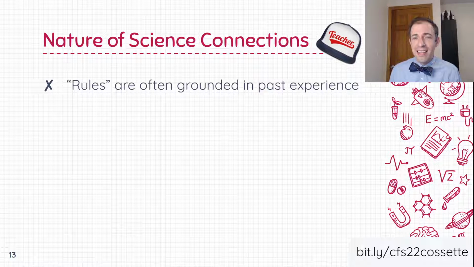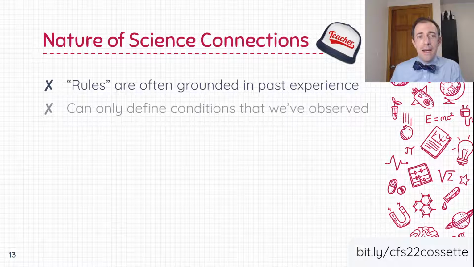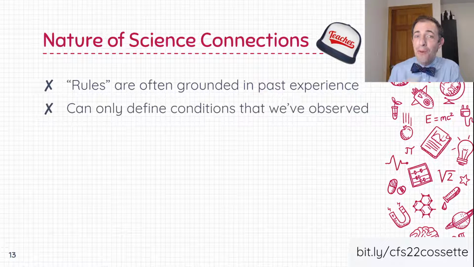That this isn't something that's given to us, we are experiencing things. We're seeing how a ball rolls down a ramp, or we're seeing how a plant grows. And we are discovering, based on that experience, certain patterns that are always happening that we can consider rules. Now, those rules can only define conditions that we have observed.